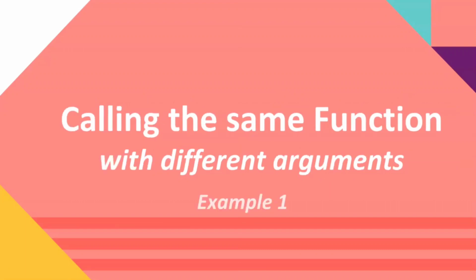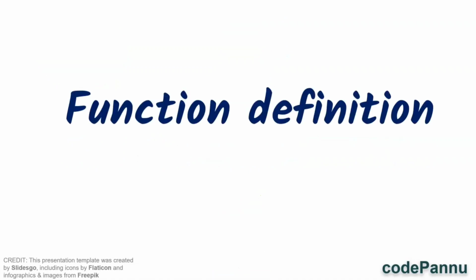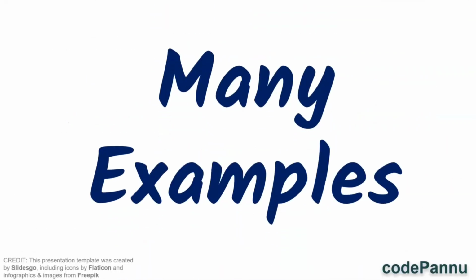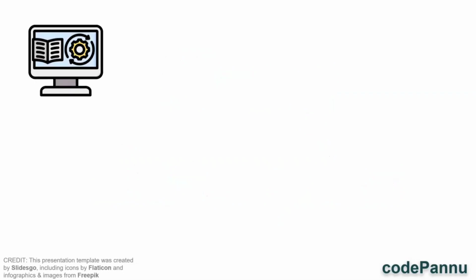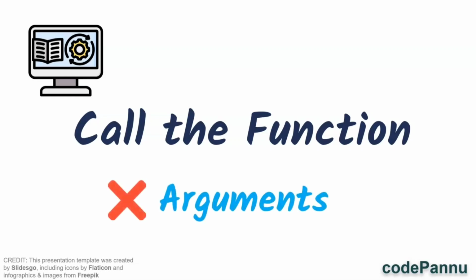Example 1. Hi! Do you remember that we can call the same function many times? Yes, we wrote the function definition only once, but we called it many times. We have seen many examples and we did an assignment also. But when we learned the topic, we used to call the functions without arguments and it was easy, correct?